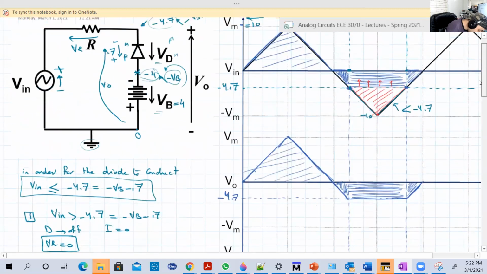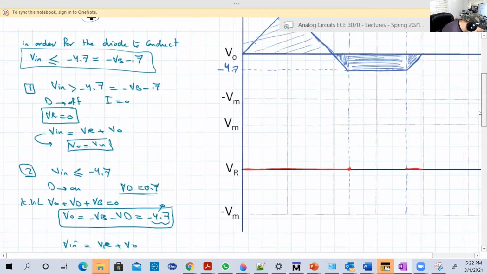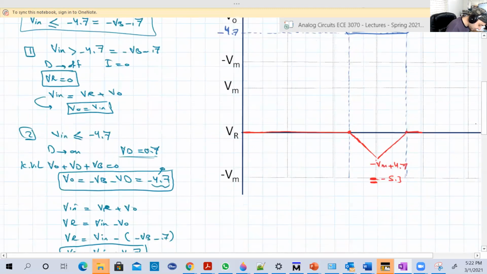for VR. Let's check the dimensions. It's around 2 squares, something like this. And this is minus Vmax plus 4.7, or minus 5.3. That's why it's minus. And again, that triangle, as we said, is exactly that one.